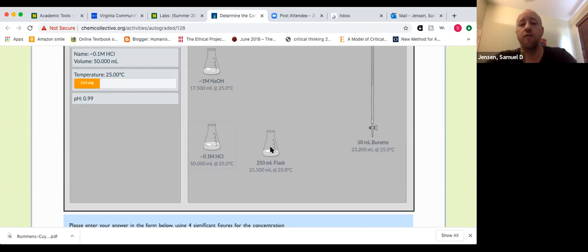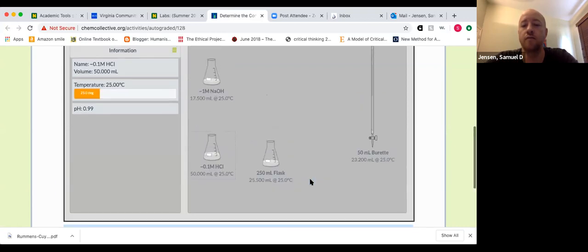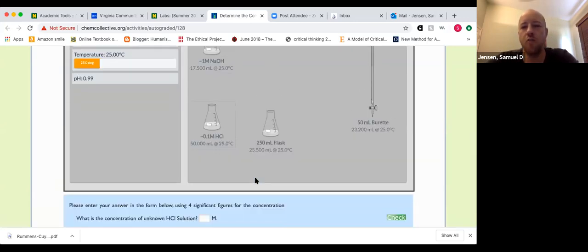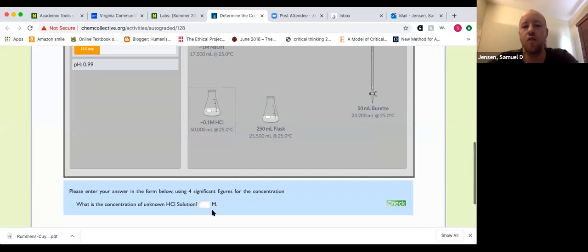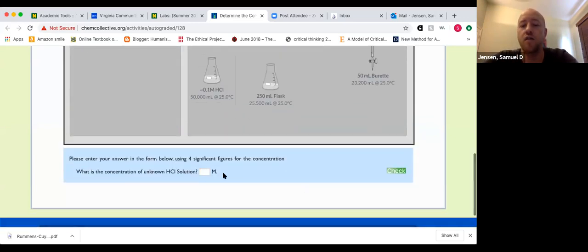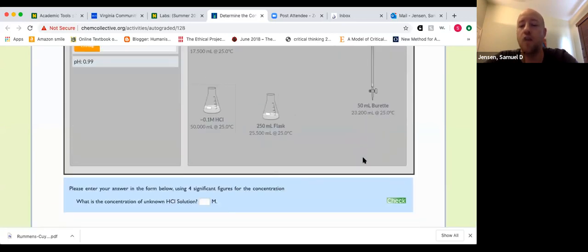Now, specifically for this lab, you could enter your answer down here at the bottom to check if you were right. The solutions lab, we weren't following the simulator precisely, so the value that you would have put at the bottom is not exactly the value that you would have gotten. But in this case, we are trying to find the concentration of the HCl. So you can put your value in here and check to see if you're right.